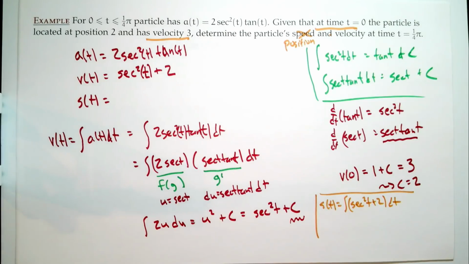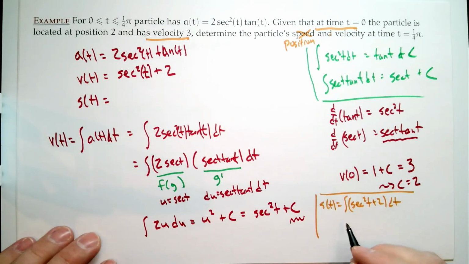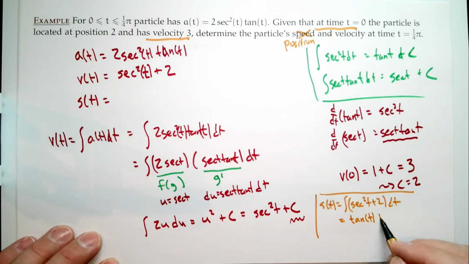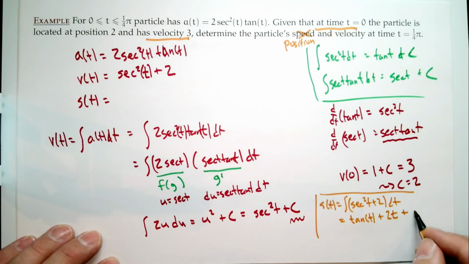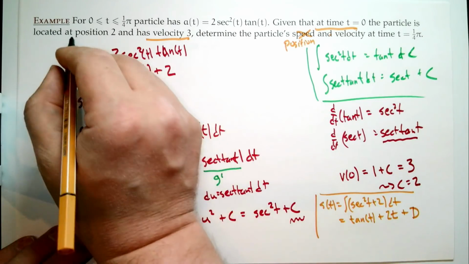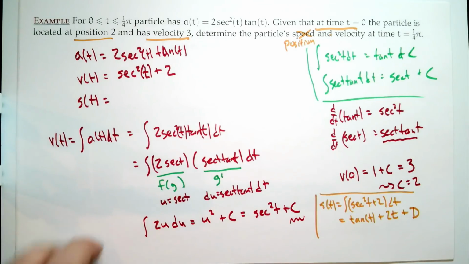Now, are these things on our list? Yeah. Oh, this is great. We don't even have to work hard for the second layer. Integral of secant squared, tangent. Integral of 2, 2t. No, wait, it's 2t. Plus, again, another constant.